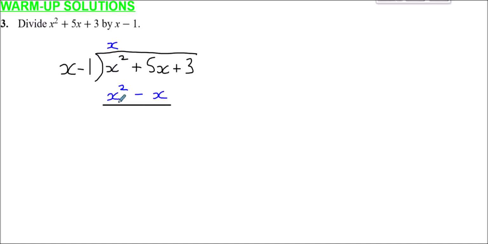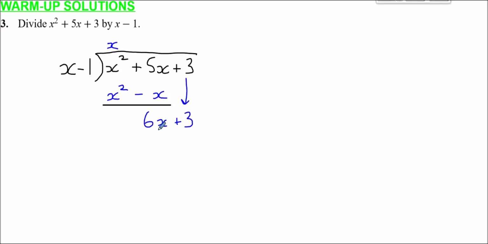So x squared minus x squared cancels. That will always be true. 5x minus x is 5x plus 6x plus x, which gives us 6x. And before we repeat the process, we need to remember to bring down the next value along to this line. And now we go again.